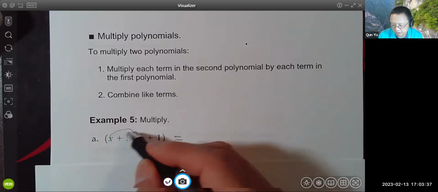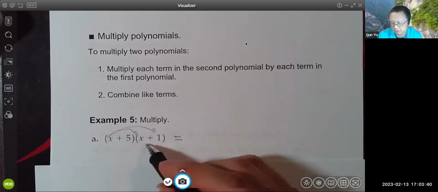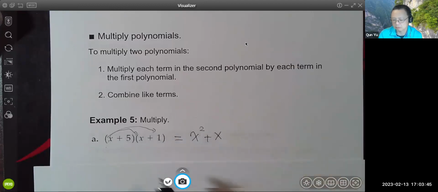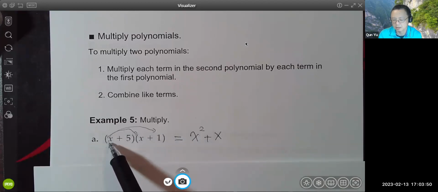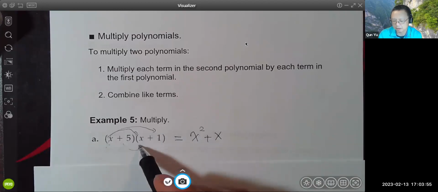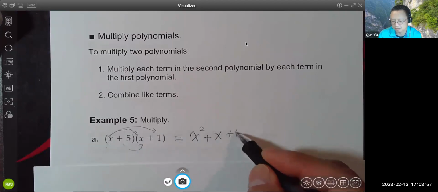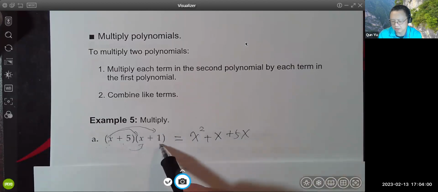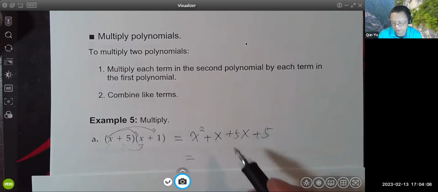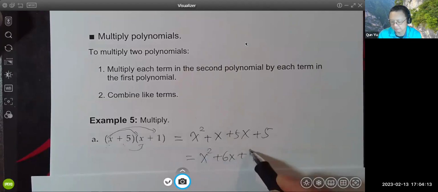Okay, let's do that. X times x, then x times 1. X times x, x squared. X times 1, still positive x. So this way I finished distributing the first monomial, which is x. Then I move on to the second, which is positive 5. Positive 5 times x, positive 5x. And positive 5 times 1 is positive 5. Now, combine like terms, don't forget this step: x squared plus 6x plus 5.